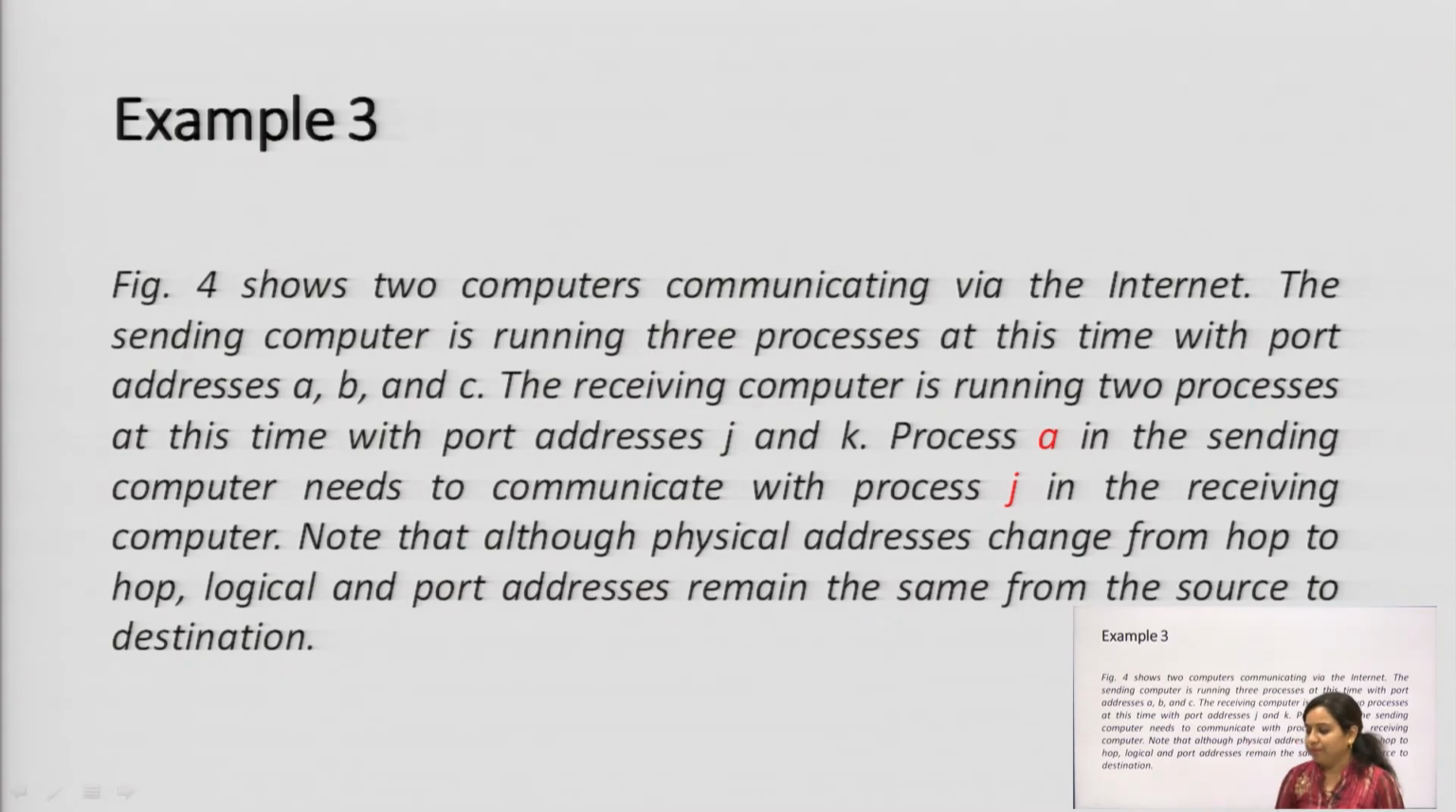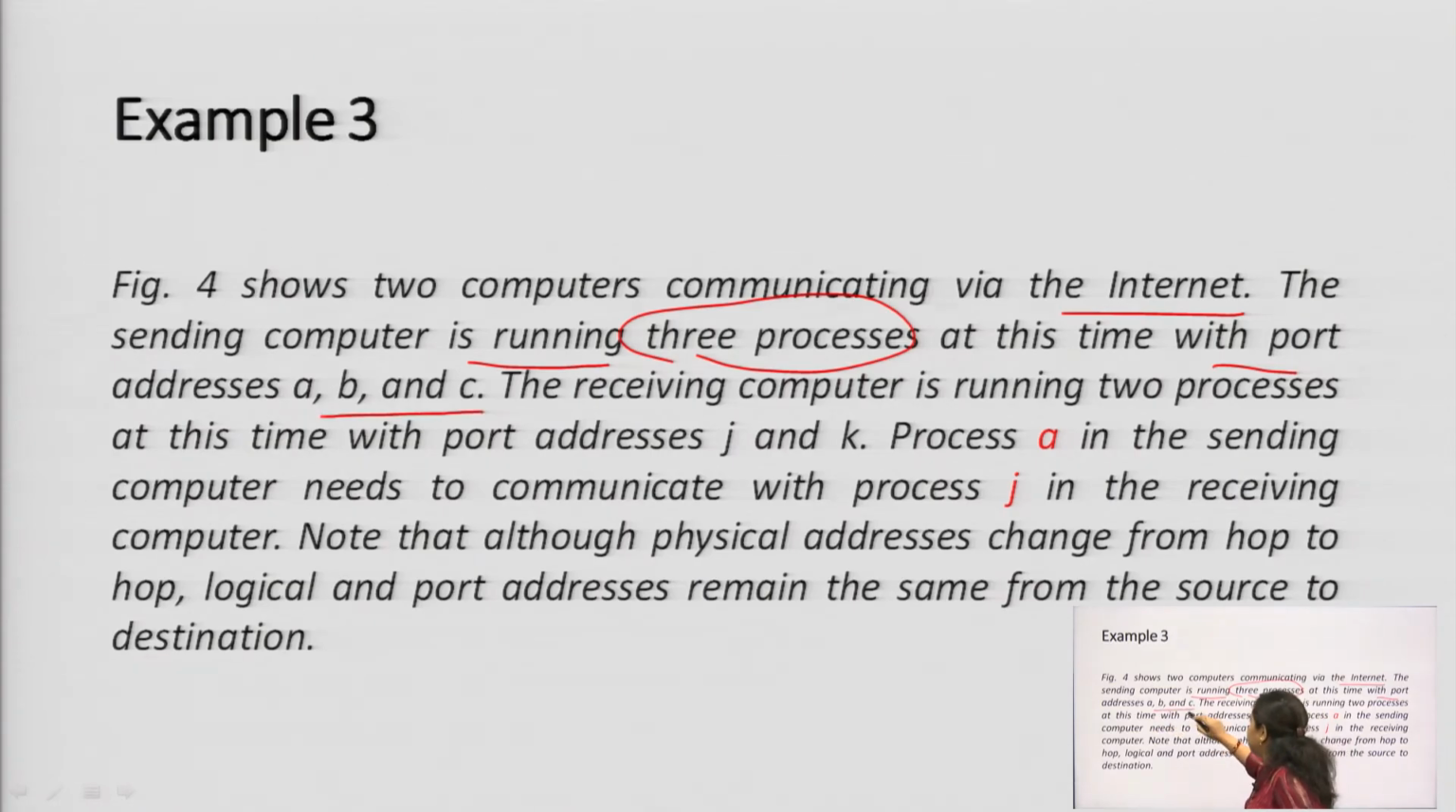This is another example. Figure 4 shows two computers communicating via internet. The sending computer is running 3 processes at this time with port address A, B and C. So, port address is basically related to the processes that are involved with the sending computer. First process has its own port address, that is A, which is mentioned in the question. Second process has port address B, third process has port address C.